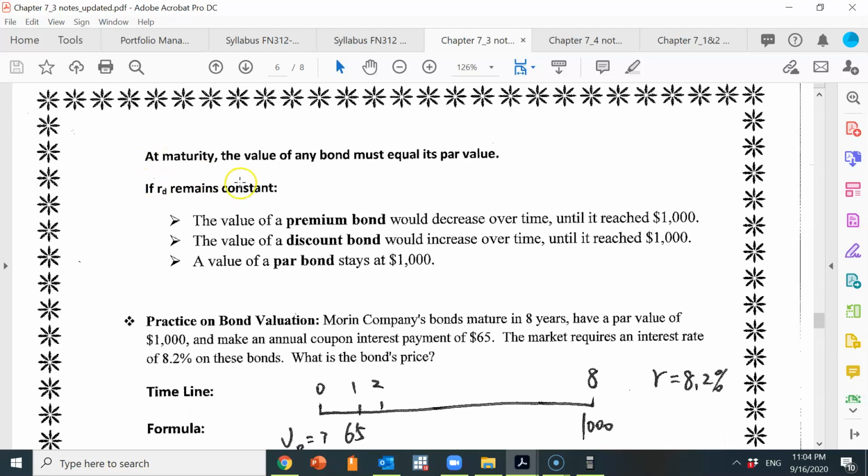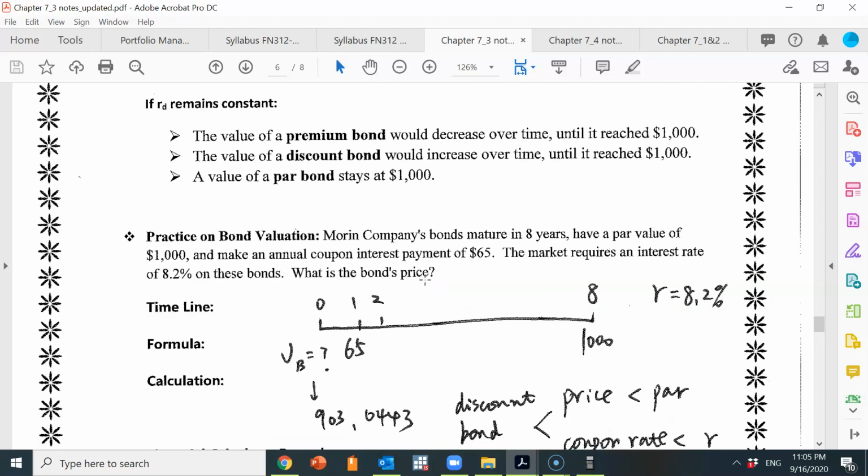At maturity, the value of any bond must equal its par value. If the cost of debt remains constant at 10%, the value of a premium bond would decrease over time until it reached 1,000. The value of a discount bond would increase over time until it reached 1,000. The value of a par bond stays at 1,000.